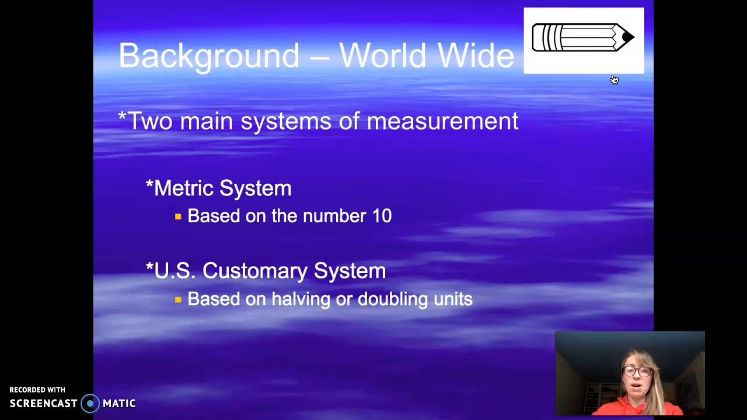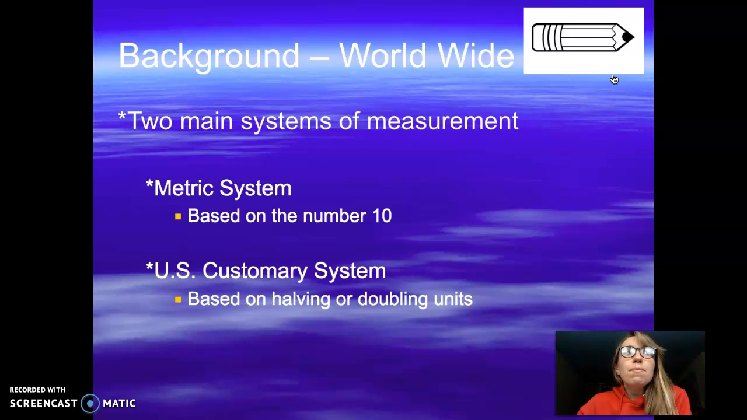So for example, you've seen things in the metric system, it's like centimeters and meters. You might see something for the metric system like 1.2 centimeters. You can tell it's based on the number 10 because we have a tenths place, you would have a hundredths place, and we use the factor of 10 to cut those numbers into smaller pieces.